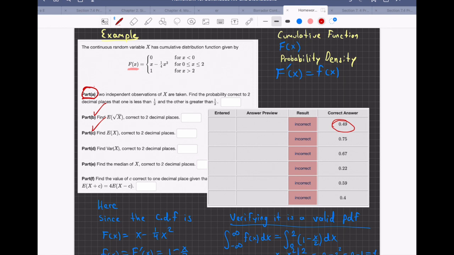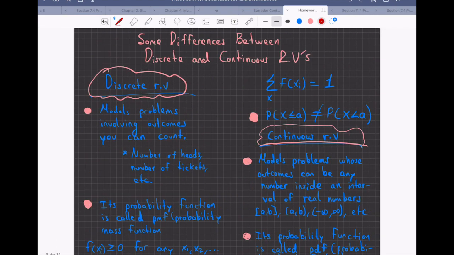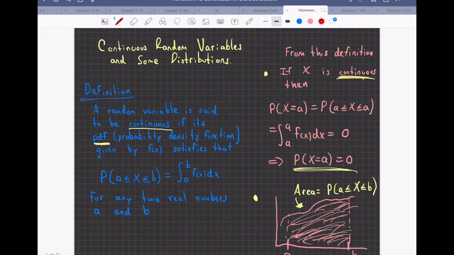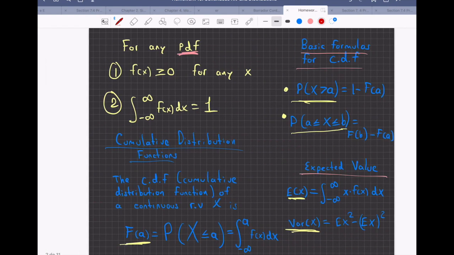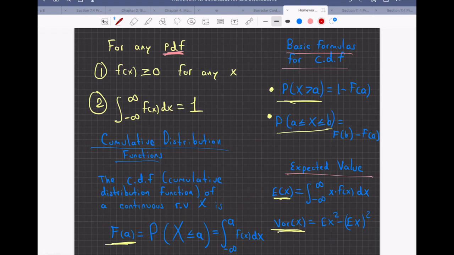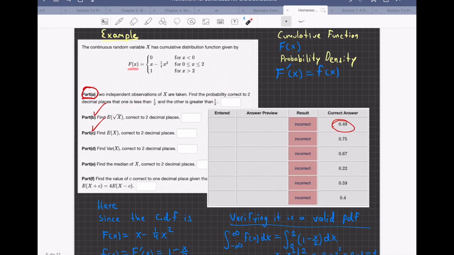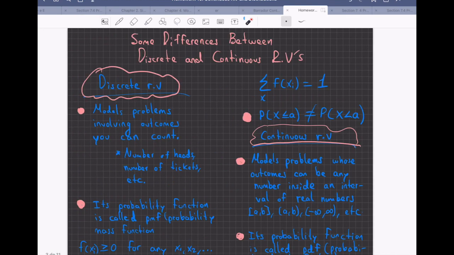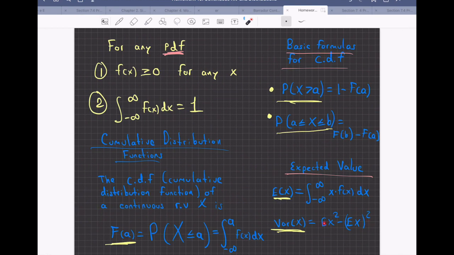To find the part D, you will have to use the variance of x. The variance of x, remember, you can compute it with this formula. The variance of x is this one. You will have to compute the expected value of x squared minus the expected value of x raised to the square. The expected value of x, you already have it, is 0.67. Raise that to the square, and subtract it from what you get for the expected value of x squared.